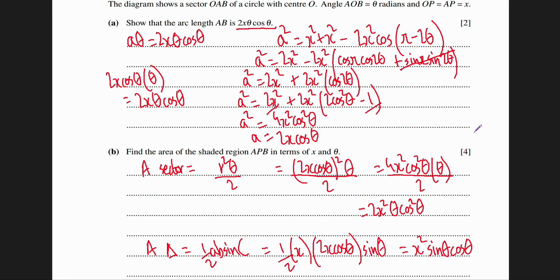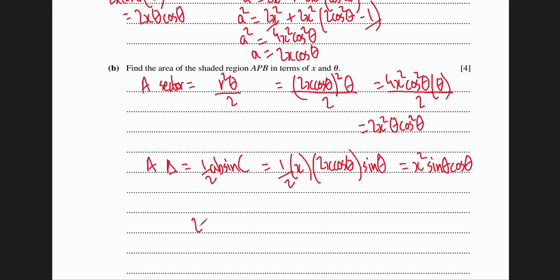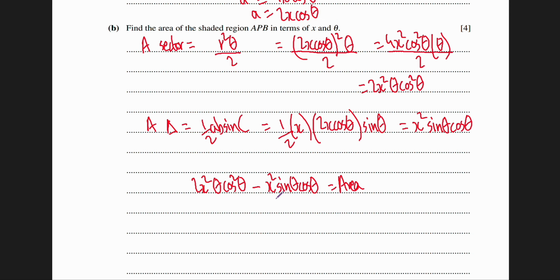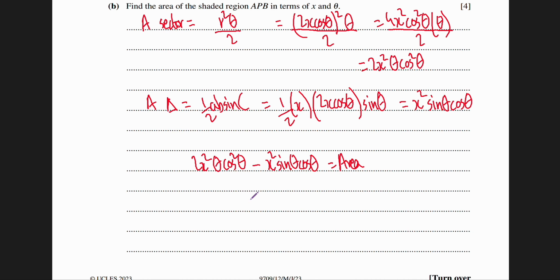And now all we need to do is subtract these two right here. So now we have 2x squared times theta cos squared theta minus x squared sine theta cos theta is equal to the area that we need. Now we can just simplify this further. We only need to have our answer in terms of x and theta. So we could leave it like this, or let's just simplify it. So we have x squared cos theta outside, and then we have 2 theta cos theta minus sine theta. And that is the formula for the area of the shaded region that we need.